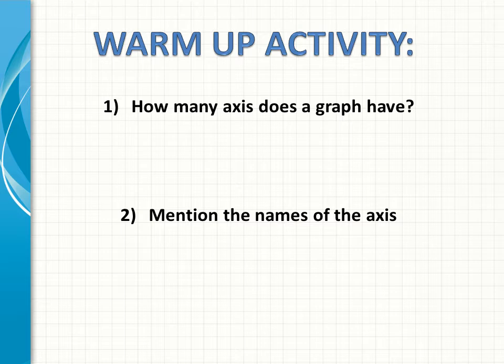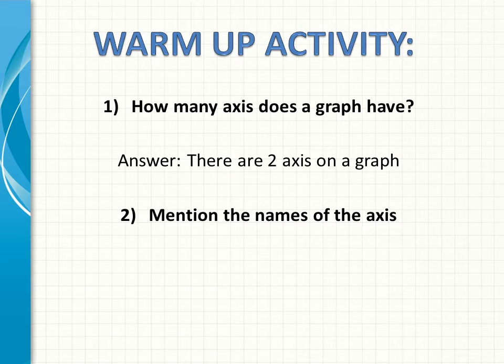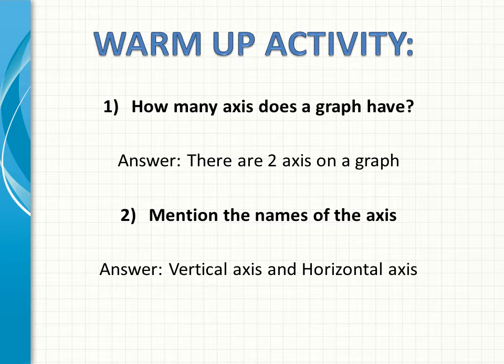All right, students, let's check out the answers. How many axes does a graph have? The answer is 2. There are 2 axes on a graph. And what are the names of these axes? We have the horizontal and vertical axis. Now, if you still don't remember, I will show you a graph in the next slide, and I will equally show you where the horizontal and the vertical axis is. Let's go on to the next one.